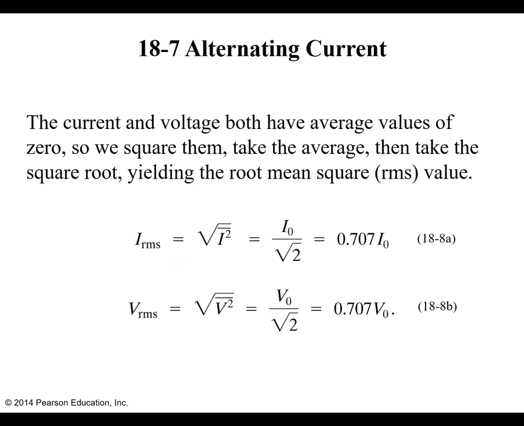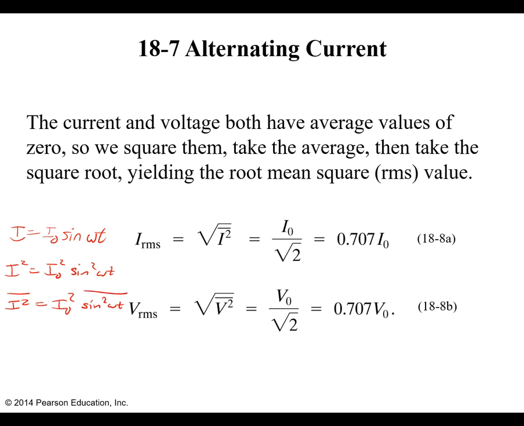Now, fortunately, this is pretty easy to calculate. We'll just do it with the current. The voltage is exactly the same. So if I is equal to I naught sine omega t, then I squared would be I naught squared times sine squared of omega t. And then the mean of I squared would equal, well, I naught is just a constant, so its average is itself, times the average of your sine squared omega t's.